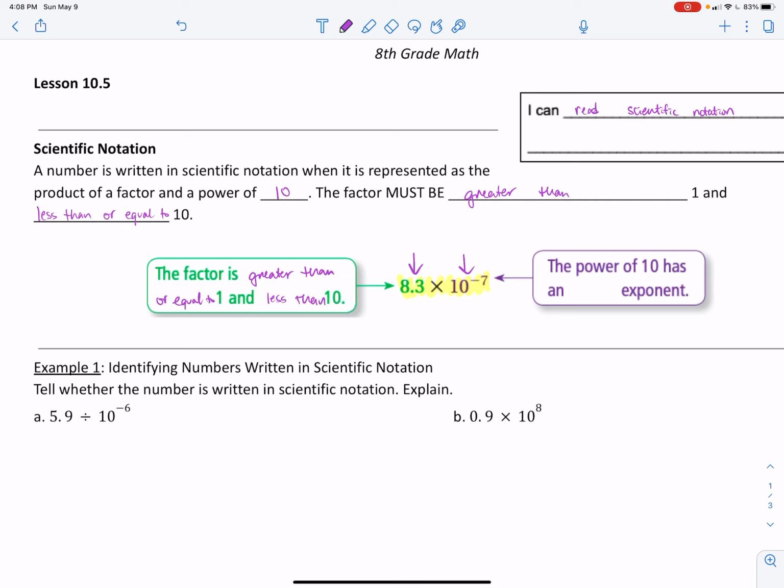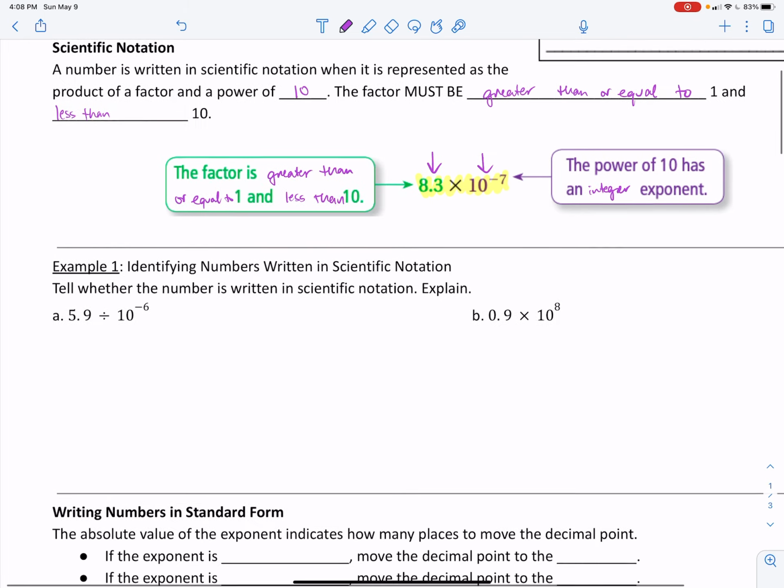Excuse me, I actually made a mistake in the writing. It should be the factor must be greater than or equal to 1. I apologize. And it must be less than 10. It cannot be equal 10. I apologize for that. Okay, so you can't have a 10 times 10 to the power, right? It must be less than, so it must be 9.9. The power of 10 has an integer exponent, right? So you can't have a decimal, you can't have a fraction as your power.